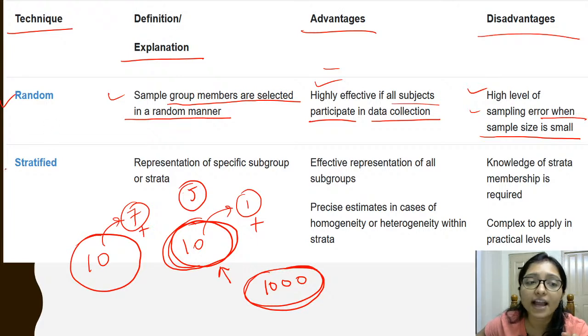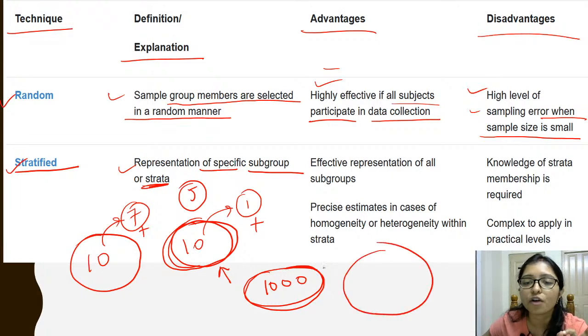Now stratified, what is stratified? Strata. Strata means subgroup. Remember the term stratified. Stratified means strata, and strata is subgroup. Okay, remember like that. Strata means a specific subgroup, a representation of a specific subgroup. It means there is a total group, and from this total group you are selecting a subgroup, that is strata.